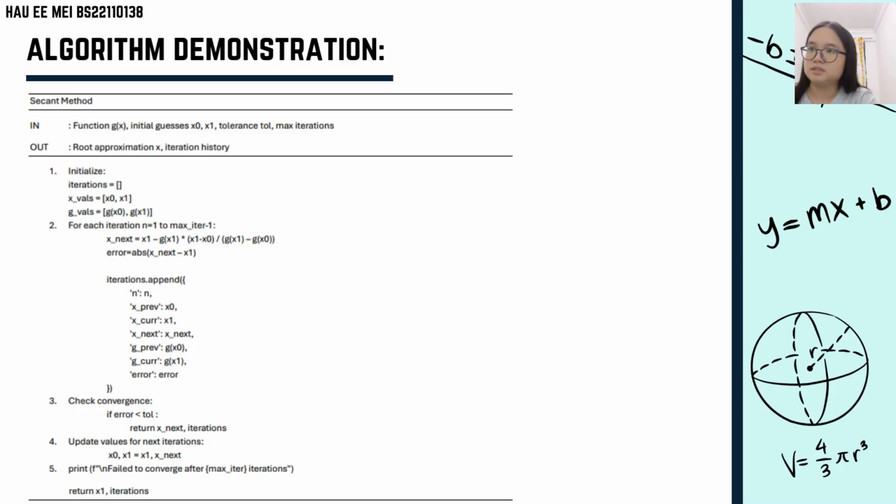In the algorithm, the input is g(x), initial guesses, tolerance and max iterations. And the output is the root approximation and iteration history. First, we initialize the number of iterations, the initial guesses and the secant formula. And we use a for loop for each iteration. In each iteration, we check the convergence and we update values for the next iteration. After that, we return the latest root approximation and iterations.